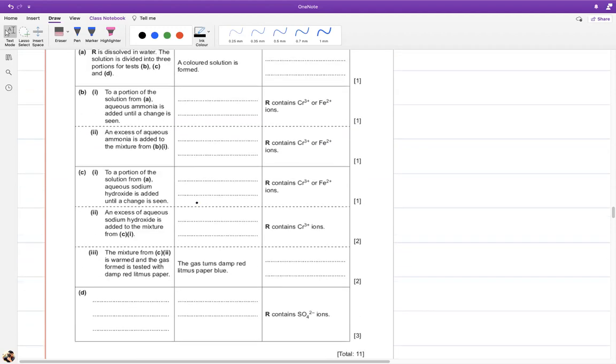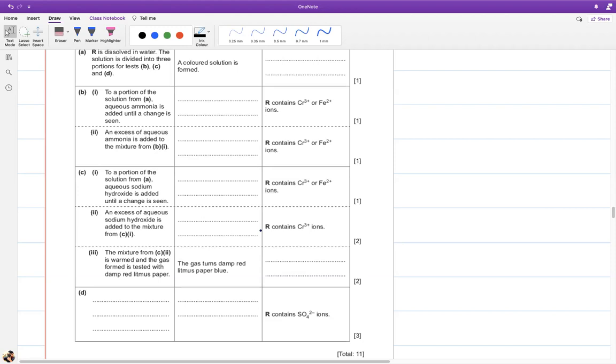C part पे आ जाते हैं. Aqueous sodium hydroxide is added until a change is seen. वही green precipitate नजर आएगा. These are transition metals. They usually behave in a similar fashion if you're dissolving in aqueous solutions. ठीक है? And the solubility would be that chromium is the one that dissolves, iron 2 does not dissolve. So यहाँ पे उसने बोल दिया कि chromium है, इसका मतलब है it dissolves. Precipitate dissolves. That's what we'll write.